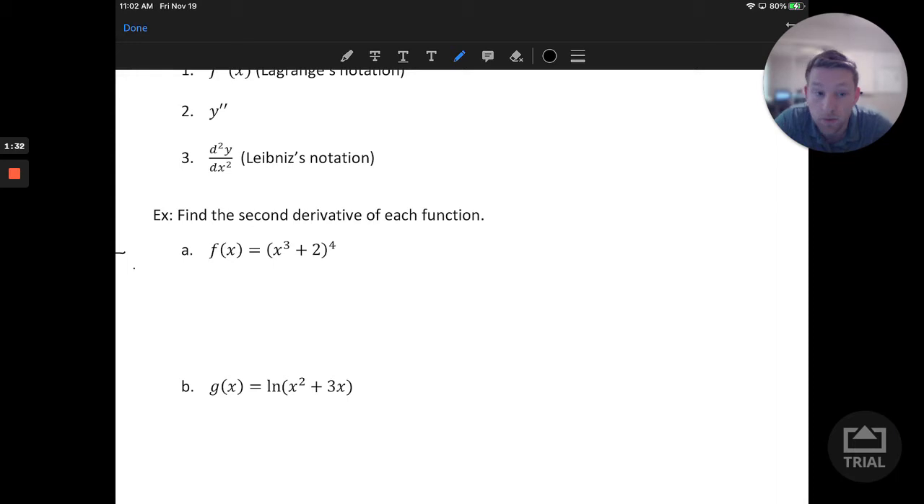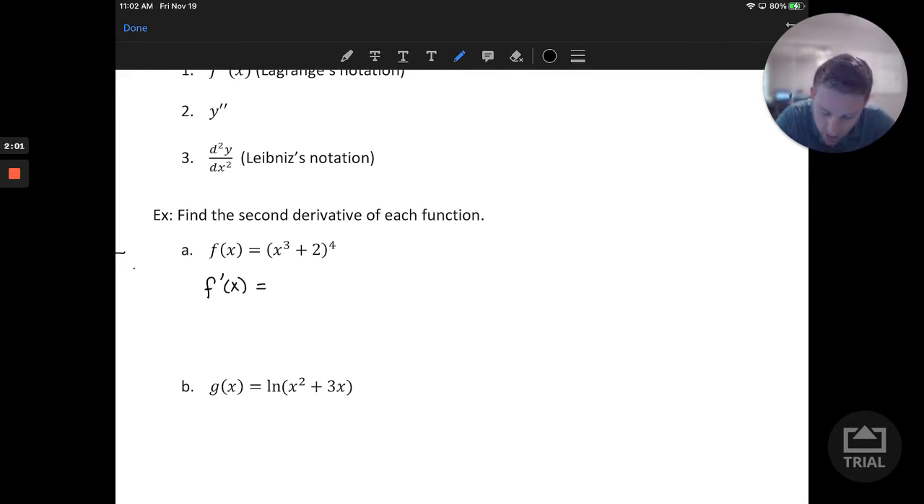So if I want to take a second derivative, I first need to find the first derivative, and then we'll take a derivative of the first derivative to get the second. So it's a two-part process. First, I'm going to find my f prime of x as our first derivative. It looks like this is going to be a chain rule problem, so let's apply the chain rule.